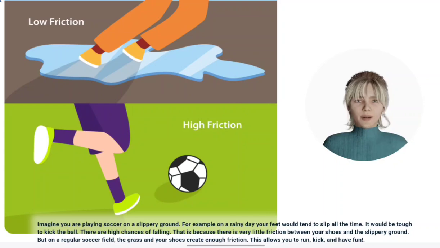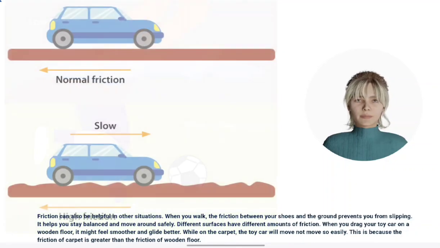Imagine you are playing soccer on a slippery ground. For example, on a rainy day your feet would tend to slip all the time. It would be tough to kick the ball. There are high chances of falling. That is because there is very little friction between your shoes and the slippery ground. But on a regular soccer field, the grass and your shoes create enough friction. This allows you to run, kick, and have fun.